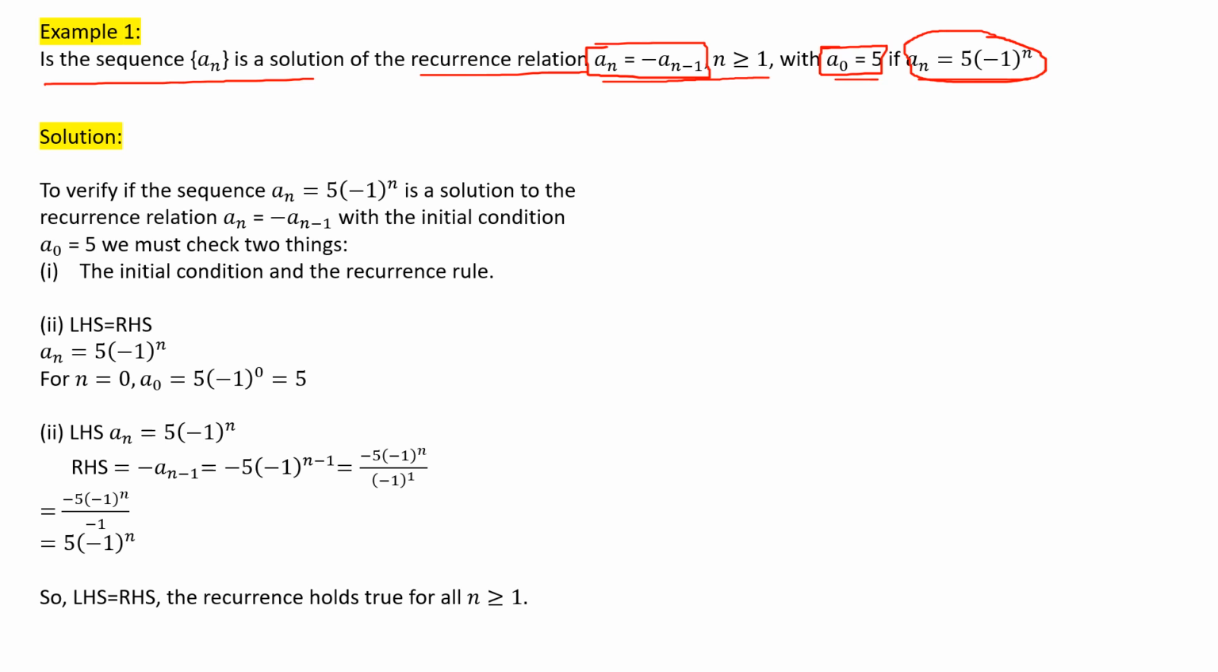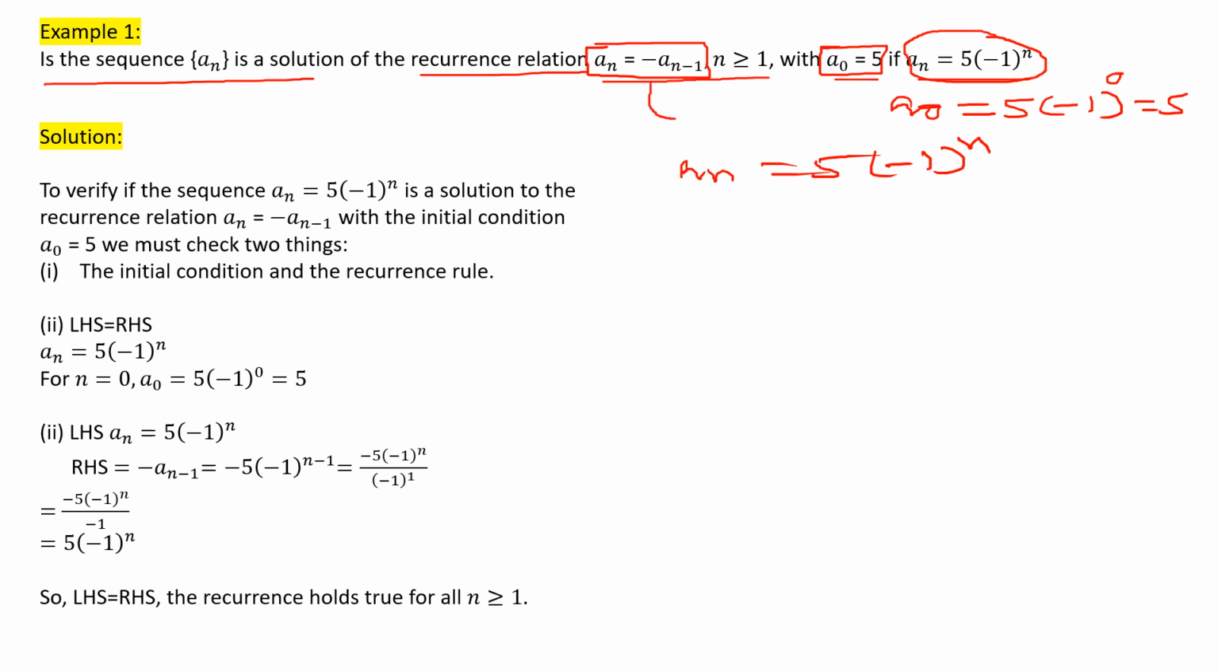First, you have to calculate whether a_0 = 5 or not. So it is very simple. Replace n equal to 0, then you will get 5 times (-1) to the power 0, that is equal to 5. So the initial condition is true. Then you have to take a_n = 5 times (-1)^n. This is what is given in the sequence.